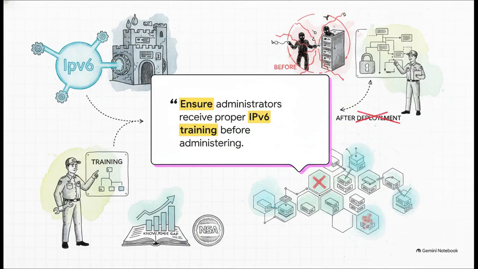To cap off the course, we get this fantastic, sobering takeaway straight from the NSA. Ensure all network administrators have received proper IPv6 training and education before administering IPv6 networks, not after deployment. It hits the nail on the head. Fancy tooling alone will not save you if your team doesn't actually understand how the protocol works. You really need to mandate foundational IPv6-specific training for your network and security staff to close that knowledge gap. It has to be a prerequisite, not just something you do after things go wrong.